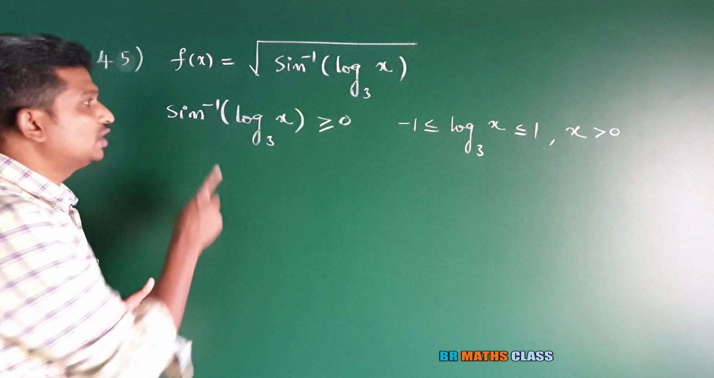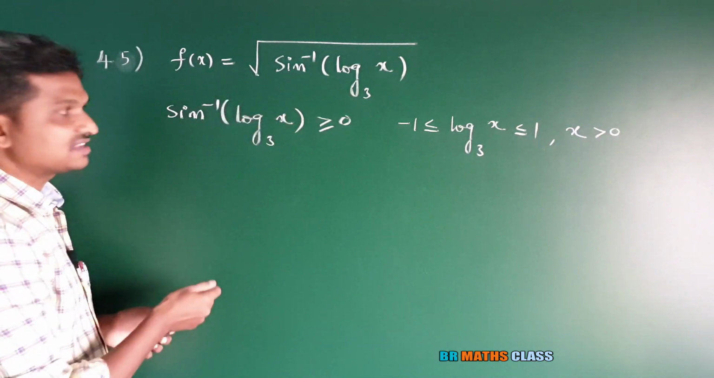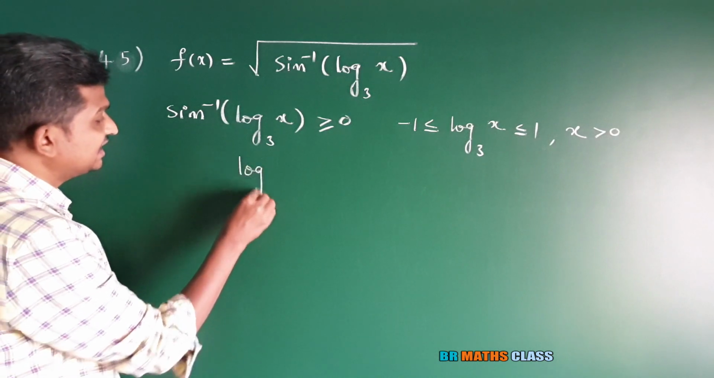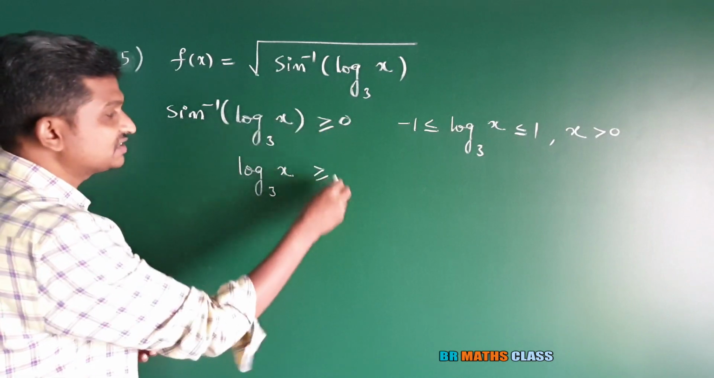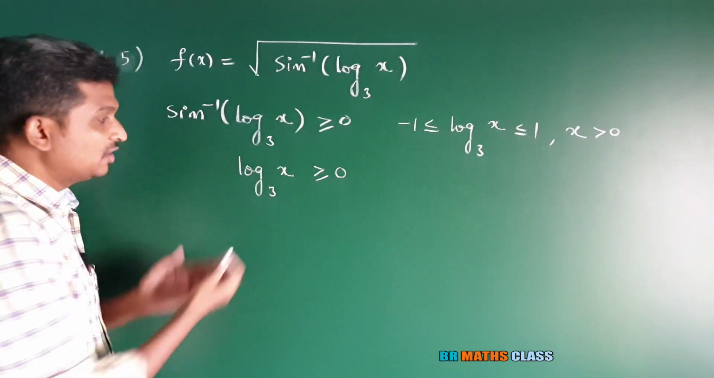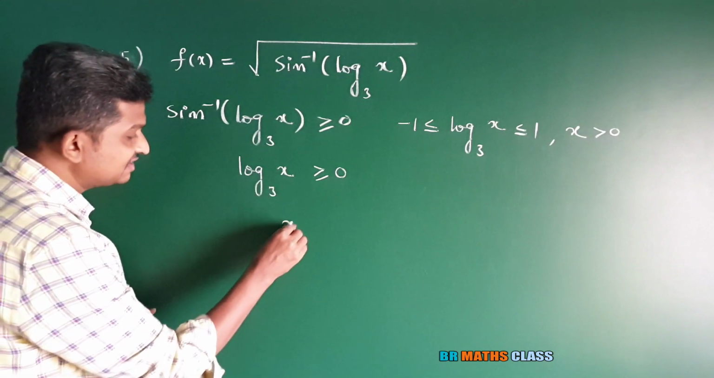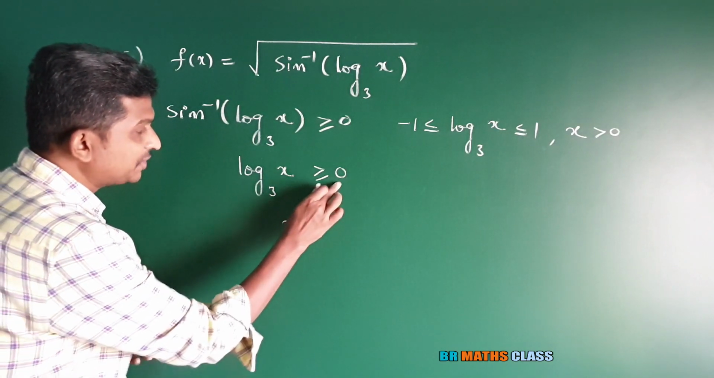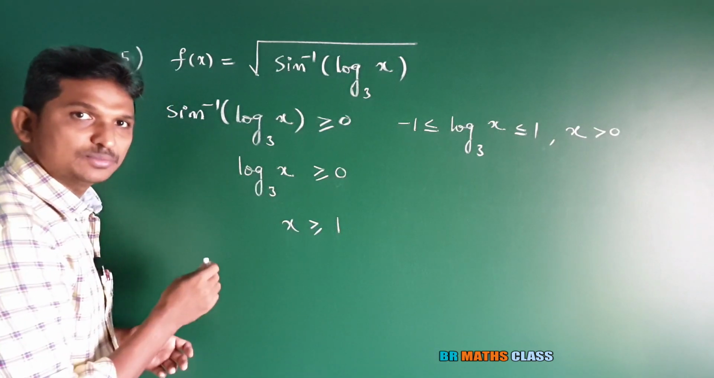First, what I'll do, I'll apply sin to this on both sides. Sin of sin inverse x is x. So what I'll get here? Here I'll get log x base 3 is greater than or equal to sin 0. We know that sin 0 is 0. Okay. Further, if I simplify this, as per the definition of logarithm, this can be written as x greater than or equal to 3 power 0. 3 power 0 is 1. I am using logarithm definition here.